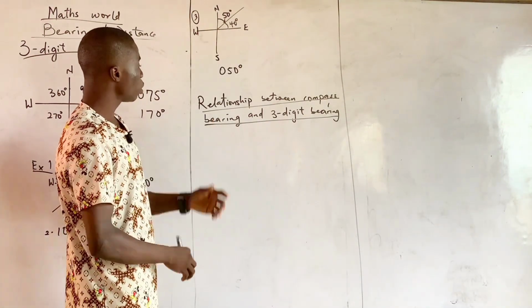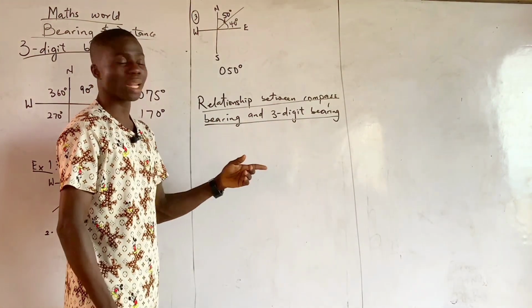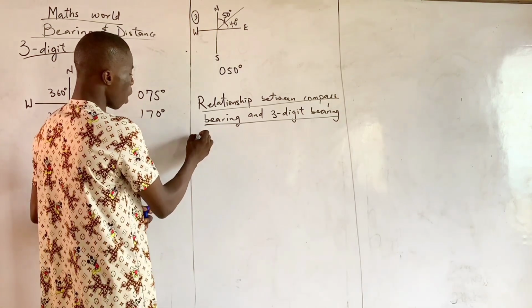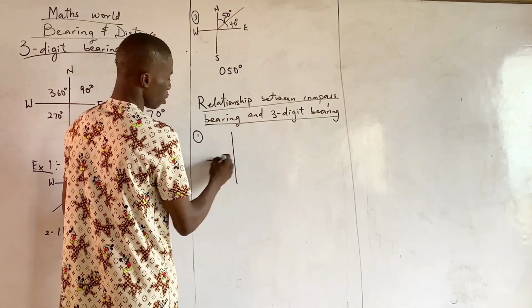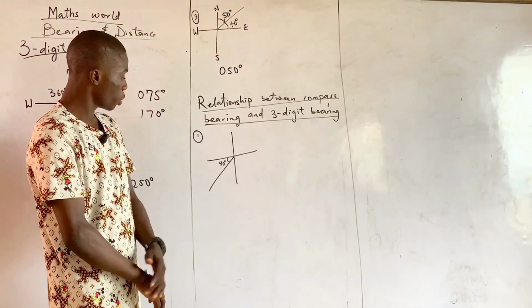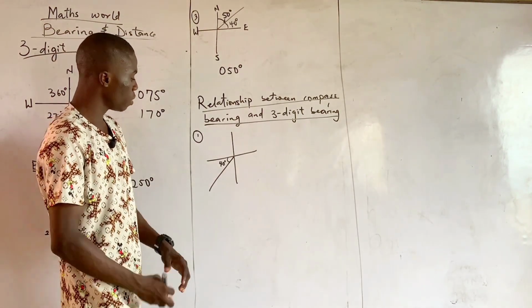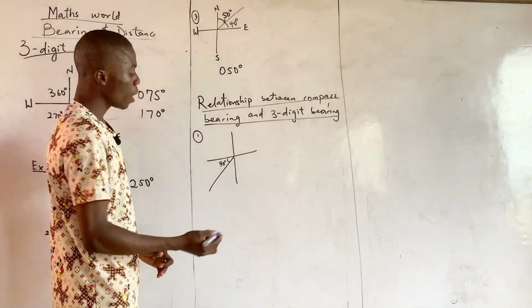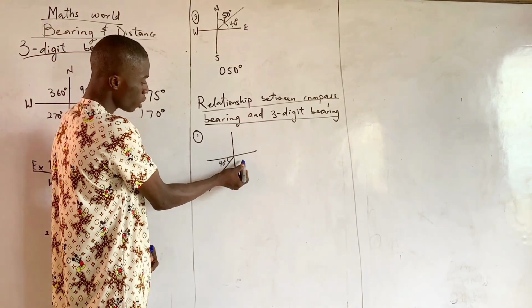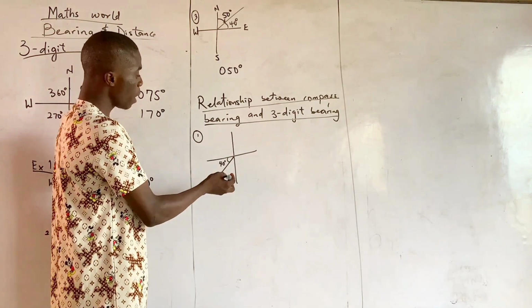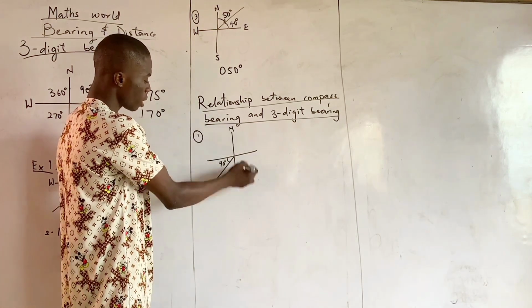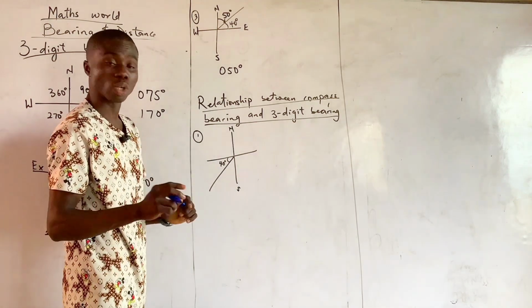Now let's look into the relationship between compass bearing and 3-digit bearing. If our first question is something like this, how do we solve this? Remember, for 3-digit bearing, you start from this point to wherever you see a line, but for compass bearing, it is north or south that will be your starting point.